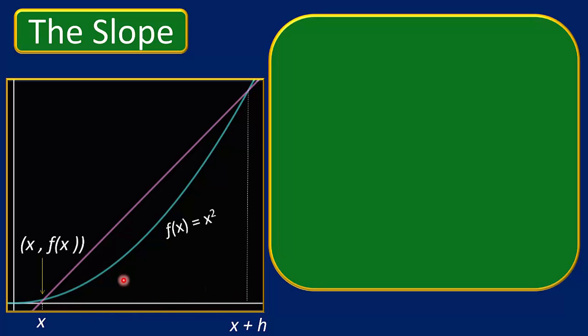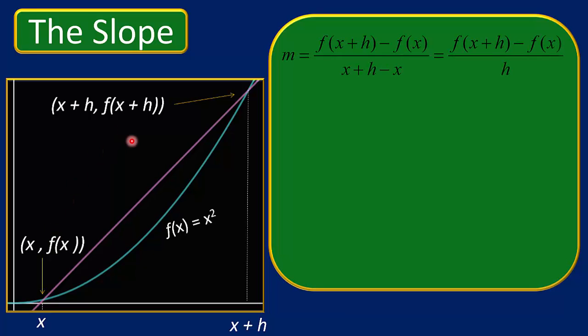So we have 2 points. We have x comma f of x, and we have x plus h comma f of x plus h, this point up here. So before I gave you the points (1, 1) and (2, 4). Now I'm saying, okay, let's be a little bit more abstract. Let's be a little bit more arbitrary. And I'm just saying, let's suppose you have some x. And then you go over a little ways further from x, and you have this x plus h. So we have 2 points here. Now I want to find the slope of these 2 points.